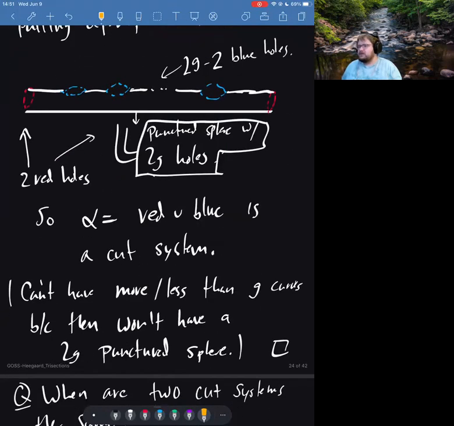So how do we see that we can't have more or less than G curves? Well, if we had more than G curves, cutting along it, we'd have more than two G boundary components. And if we had less than G curves, we wouldn't have enough boundary components either. So one notion that is definitely worth talking about is equivalence of cut systems.